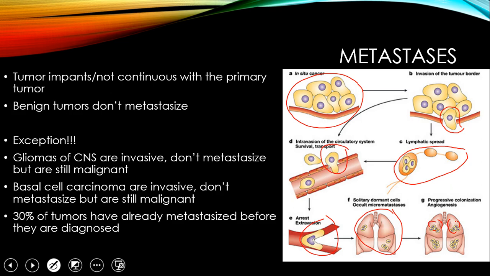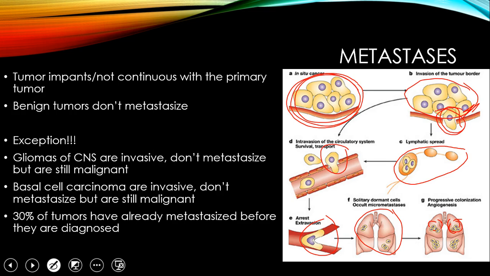So tumor implants are not continuous with the primary tumor. That's basically what it is. So here's the original tumor, and this implant is not in the same location as the original over here. And we understand that benign tumors don't metastasize. So here's a benign tumor because it hasn't metastasized yet. But once it starts doing this here, then we call it a metastatic tumor.